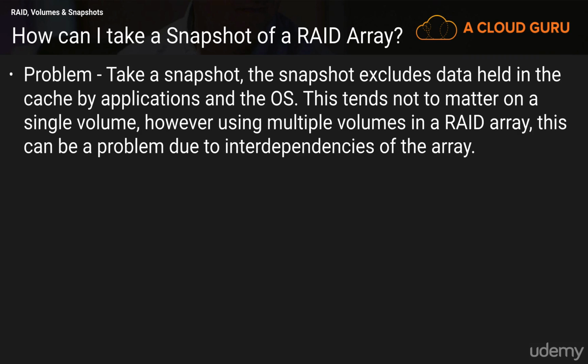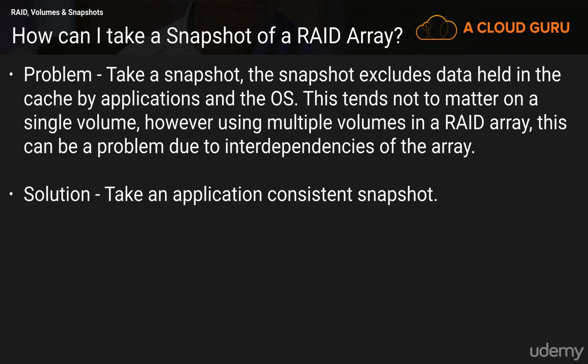Okay, so we've learnt how to create a RAID array using multiple EBS volumes, and we've learnt that the reason for doing this is so that we can increase our disk I/O past a single EBS volume. The next thing you need to understand is how you can take a snapshot of a RAID array. There's a bit of a problem here: when you take a snapshot, the snapshot excludes the data that's being held in the cache by the application and by the operating system. This doesn't tend to matter on a single volume. However, when you're using multiple volumes in a RAID array, this can be a problem due to the interdependencies of the EBS volumes in that array.